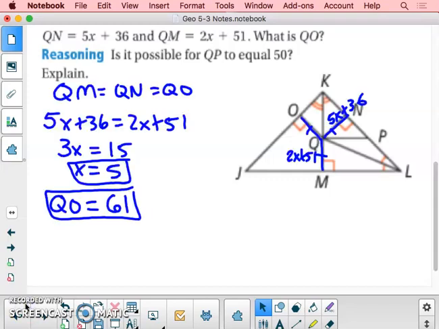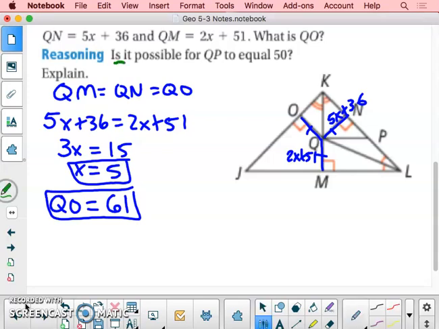So like we talked about, here's our answer for QO. You should have got 61. That comes from setting the x's equal to each other and solving for x. You could plug x is 5 into either equation, the 2x plus 51 or the 5x plus 36. Either way, you'll get 61 out.